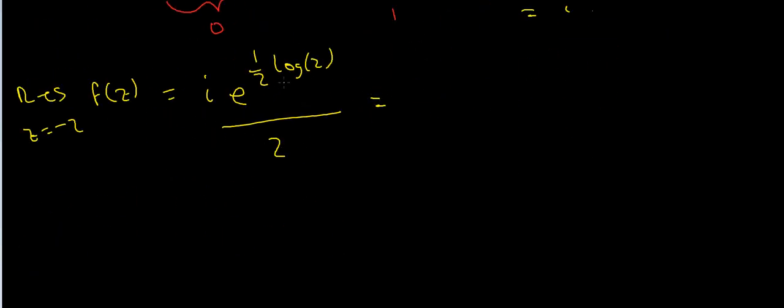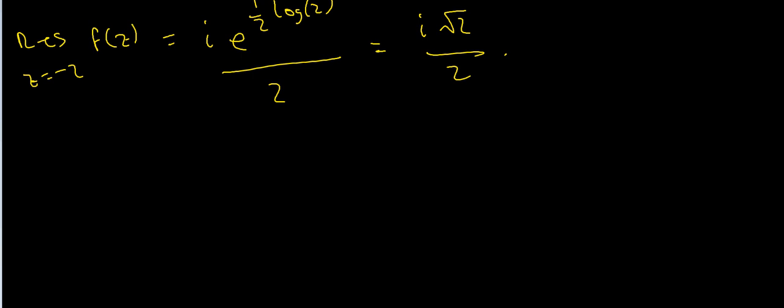And what is that? Well, e to the 1/2 log 2, that's just another way of saying root 2. So that's i root 2 all divided by 2. So that's the residue at z equals minus 2. Likewise, the residue at z equals minus 4 is going to follow in exactly the same way.